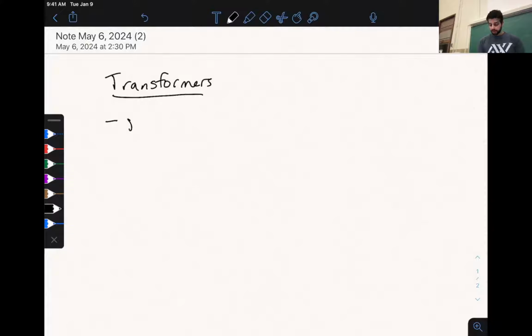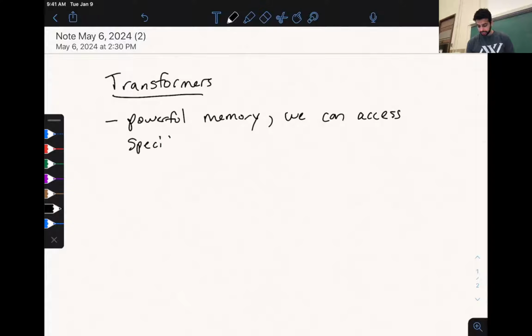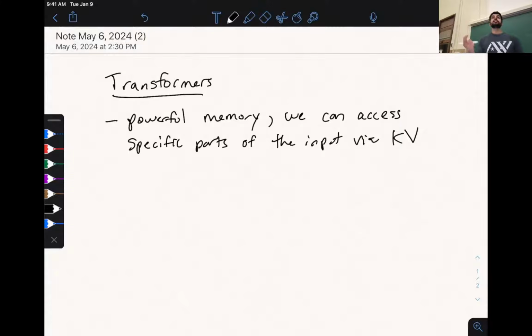So what are some advantages of the transformer? We know that it has a powerful memory, right? Its memory is not bottlenecked into one vector, as it is in a recurrent neural network, but we can access specific parts of the input via the keys and values that we have for the rest of the prefix, right? So while a recurrent neural network has just a single hidden state that represents all of the information in the prefix, a transformer allows us to easily look up parts of the prefix that might be relevant and put them into the hidden state. So it has a very powerful memory.